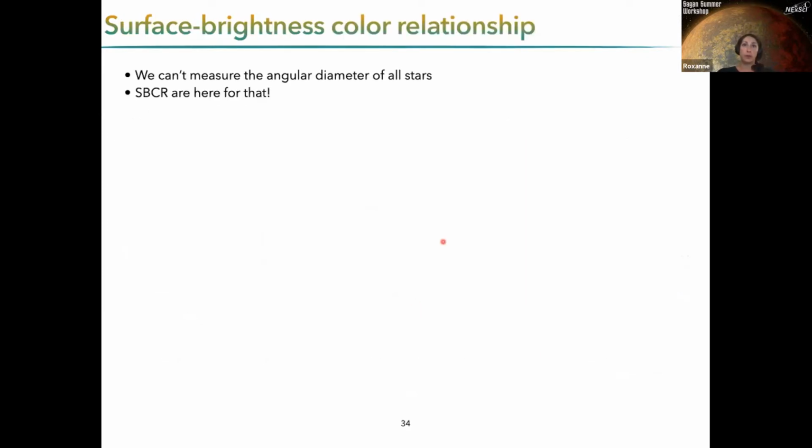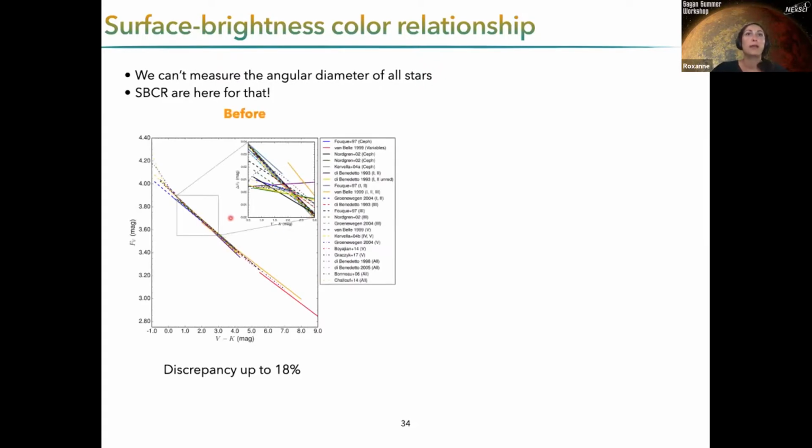Unfortunately, we cannot measure the angular diameters of all stars. That would be really great, but there are relationships that are made to have the angular diameter of the star, even if you cannot measure it. These are called surface brightness color relationships, and they use photometry and are calibrated with interferometry to have an angular diameter of a star. So this is an example of what was done previously.